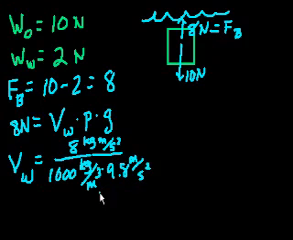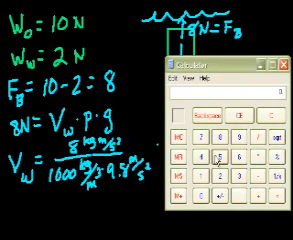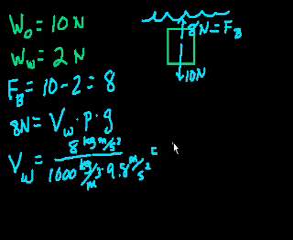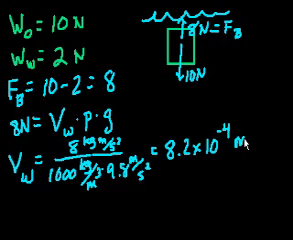And if we look at all the units, you end up having just meters cubed. But let's do the math. Let me get my calculator. So I have 8 divided by 1,000 divided by 9.8, which is equal to 8.2 times 10 to the minus 4 cubic meters. So just knowing the difference in the weight of an object when I put it in water, I can figure out the volume.